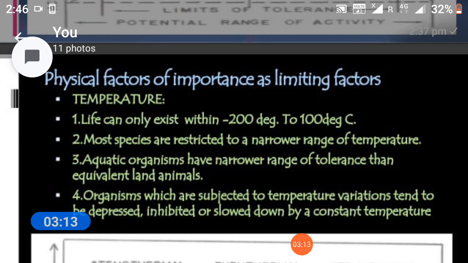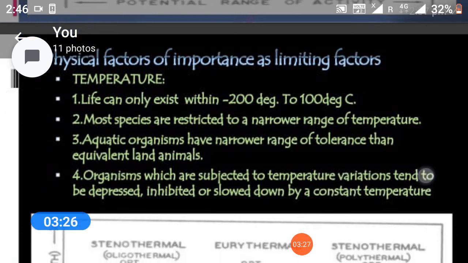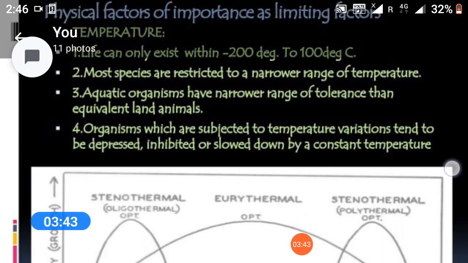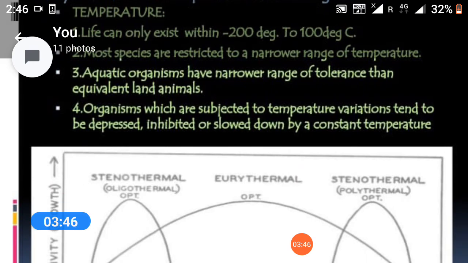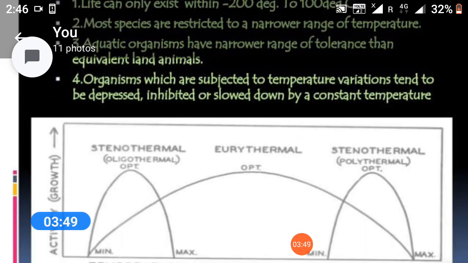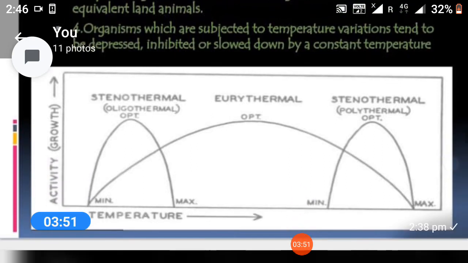Second point: most species are restricted to a narrower range of temperature, and aquatic organisms have a narrower range of tolerance than equivalent land animals. Organisms which are subjected to temperature variations tend to be depressed, inhibited or slowed down by constant temperature. Eurythermal and stenothermal conditions.